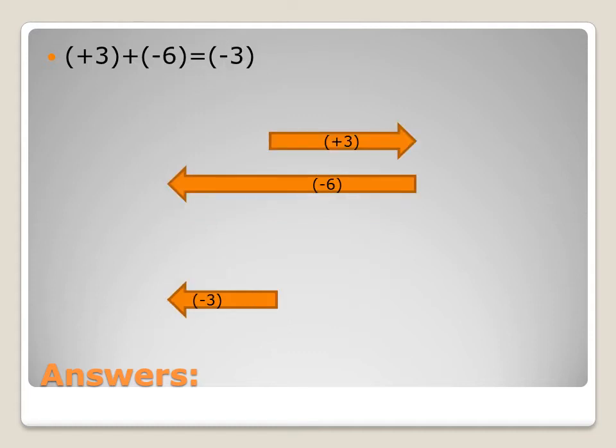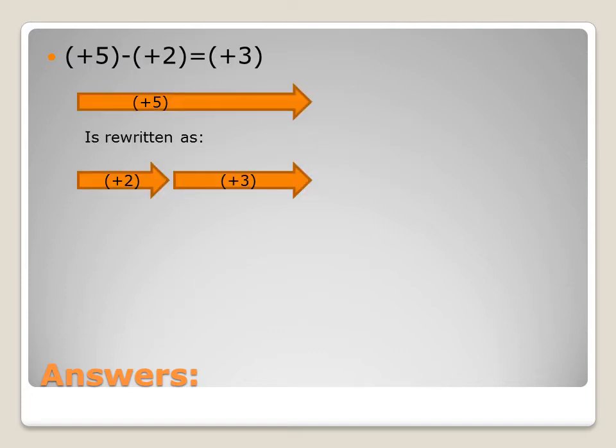Okay, the second one, positive 3 plus negative 6, looks a little bit different. We start with an arrow that moves 3 to the right, and then starting our second arrow where the first one leaves off, we move 6 to the left. The arrow below shows that that's the equivalent of moving 3 to the left. So positive 3 to the right, negative 6 to the left, looks the same as negative 3, which is 3 to the left.